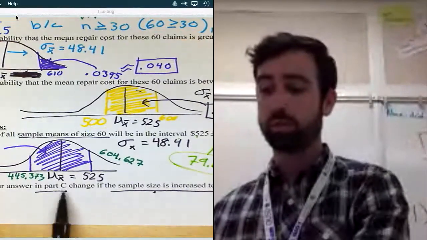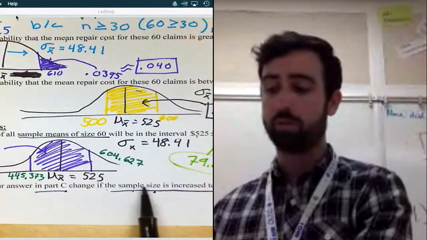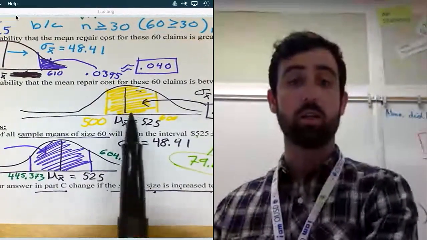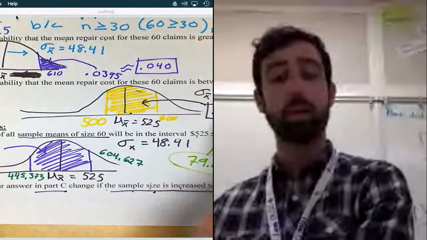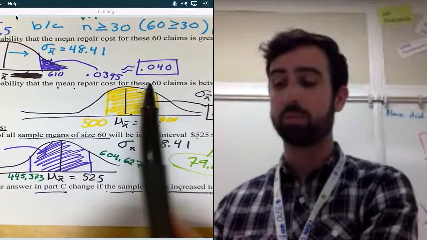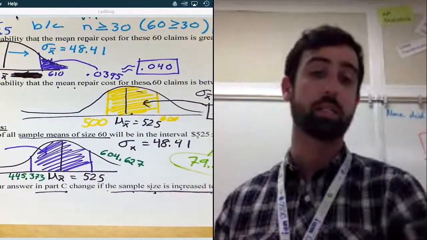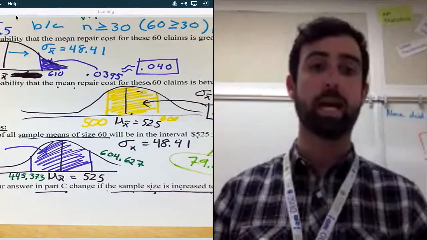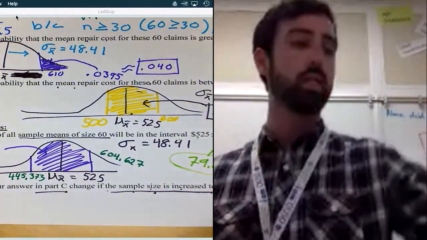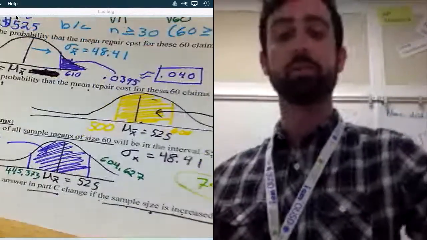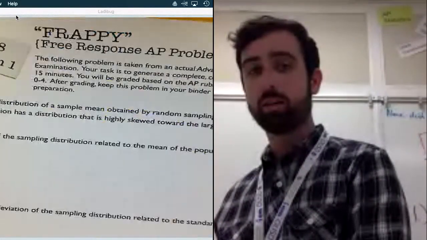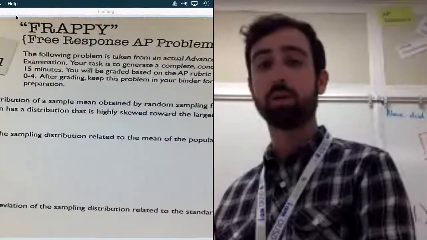So how would your answer in part C change if your sampling size increased to 100? Well, it would increase the probability that a mean repair cost of 60 claims is between 500 and 600. Love to ask that type of question, and they love it so much they asked it on the second AP test ever. So here we're going to transition to our 1998 free response question number 1.